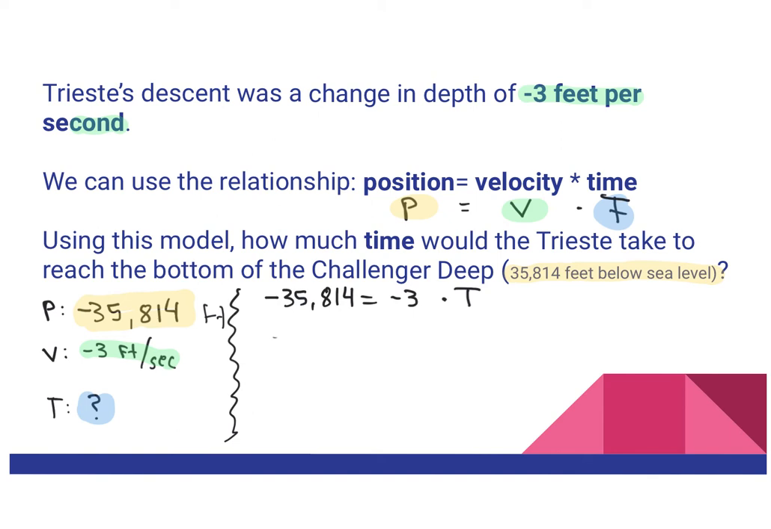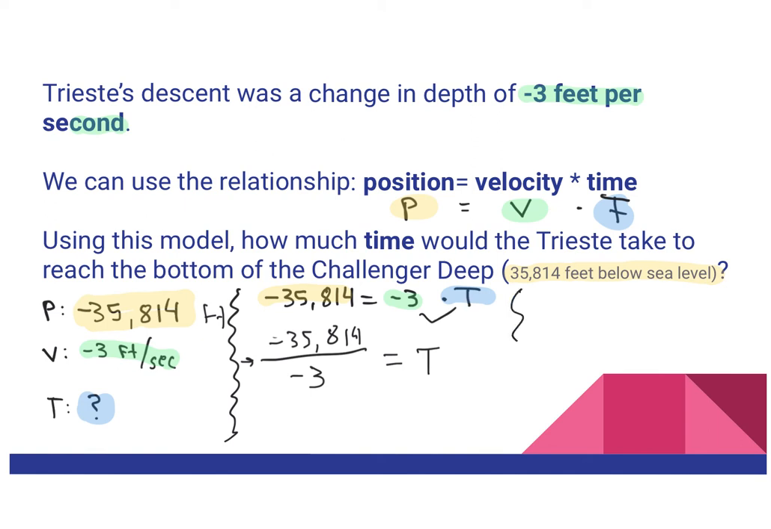I can start to write this down as the equation where my position equals my velocity times my time, and I'm just going to use t to represent this. Using our understanding of one-step algebra from last year or from the fact families we've been doing this year, we know that if -3 times t equals -35,814, then we can say -35,814 divided by -3, remember that fraction bar right there just means division, is going to equal t.